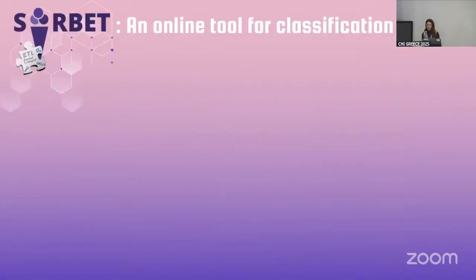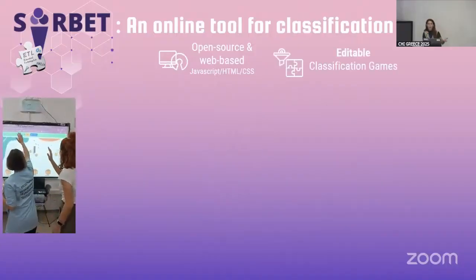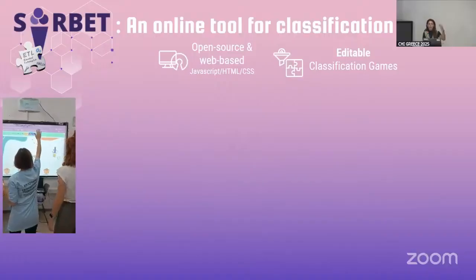So we will present you SORBET, as in sorting based on educational technology. It's not an ice cream, unfortunately. It is an online tool for classification games we develop in our lab. It is open source and web-based, so it's really open for everybody to use and really lightweight. It is also, as I said, editable, so you can play classification games or design your own.